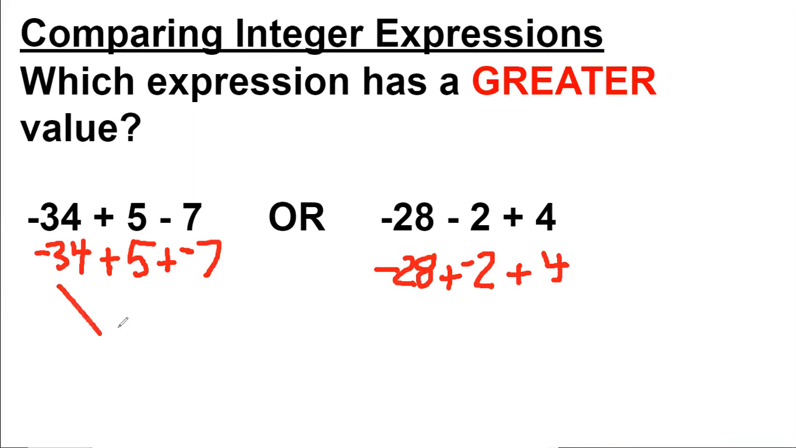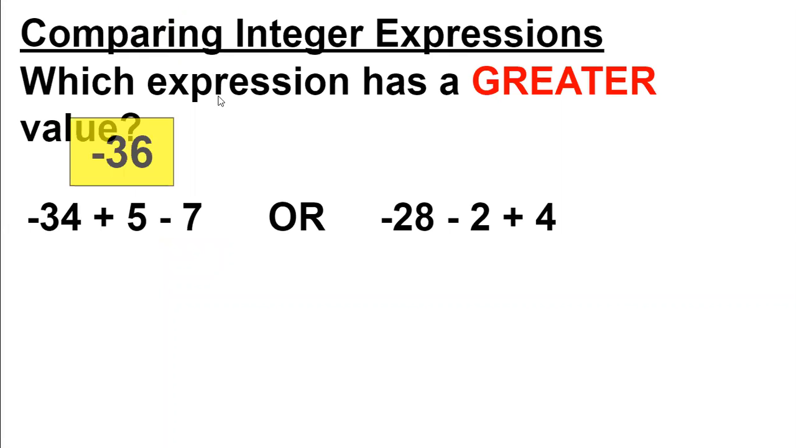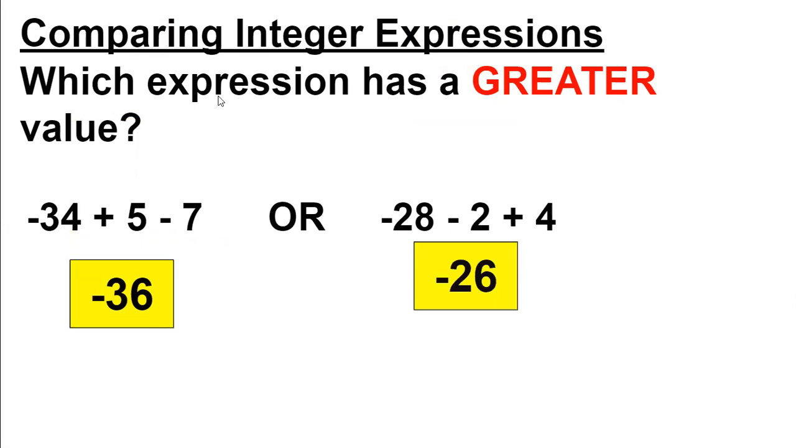I'm going to group together the negative 34 and the negative 7, which would give me negative 41, right? And then I'm going to add 5, which means I'm going to take 5 away from the debt I owe. 41 minus 5 is 36. What sign am I going to give it? Negative or positive? Negative, right? Because the 41 is bigger than the 5. It's going to take the sign of the bigger absolute value number. So negative 36 for that side. You do the same for the other side, and you should get negative 36 and negative 26.